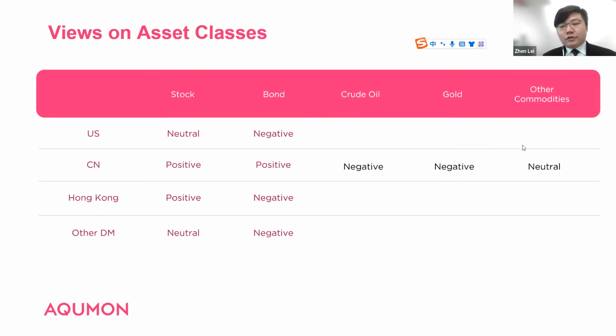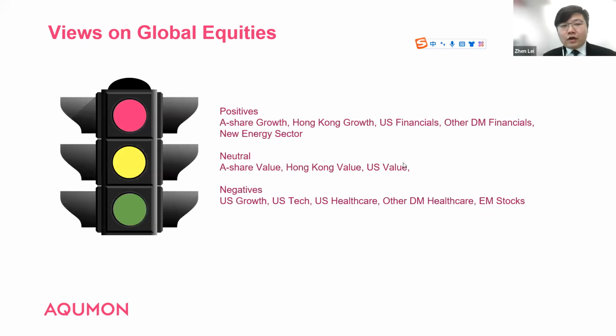For the other commodities, we believe that the production side for the developed markets can recover at least in the second half of 2022. Therefore, there can be a strong demand for the other commodities. Specifically for the global equities.